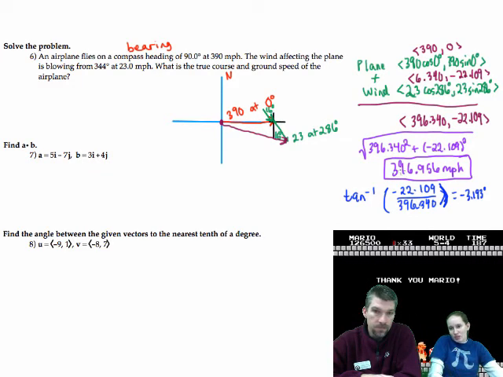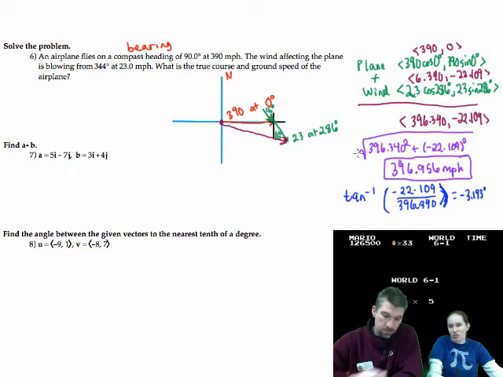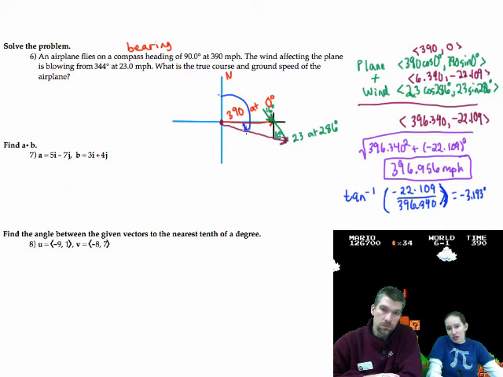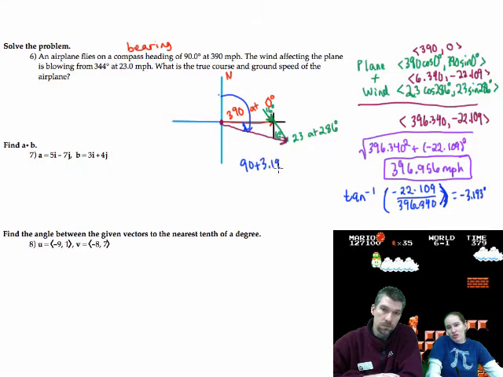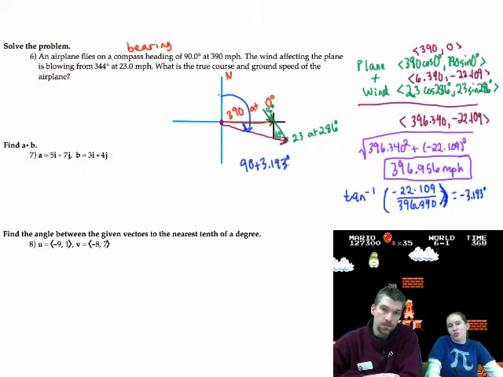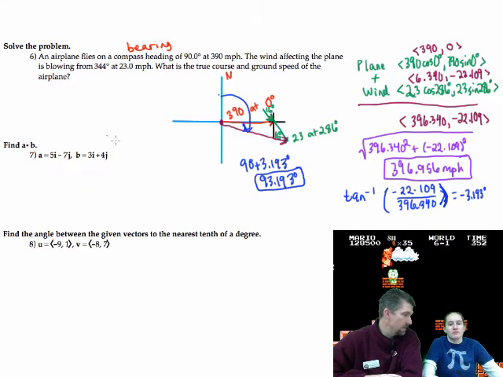And if you think about it, basically the wind here is not affecting it very much. Hardly at all. 390 versus 23. So if this angle right here is 3.193 and we want the bearing, we need to do 90 plus 3.193. And that's our true course. So that's 93.193. There you go. That wasn't that bad.